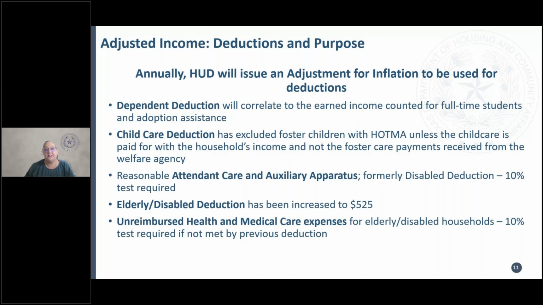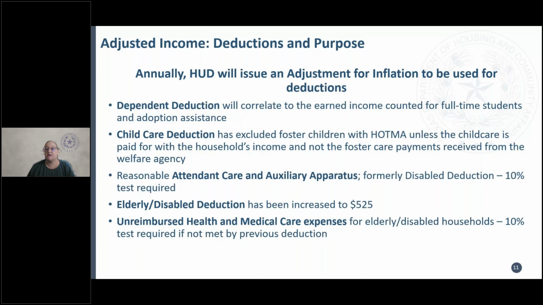A reasonable attendant care and auxiliary apparatus deduction is available. This was formerly the disabled deduction. There is a 10% income test required for that, and we're going to talk a little bit more about that when we do the deduction. The elderly or disabled deduction went up from $400 to $525 with the HOTMA changes. And that is per household, that is not per person. And the household has to meet certain criteria that we're going to talk about when we talk about that deduction.